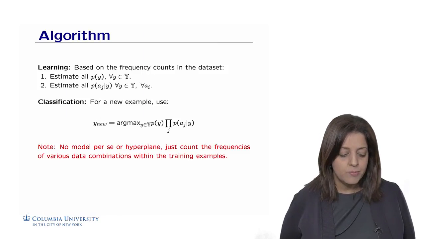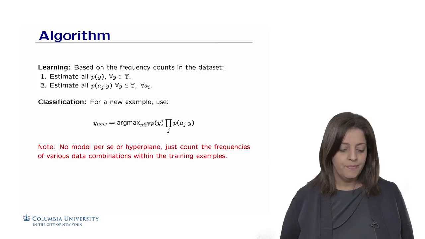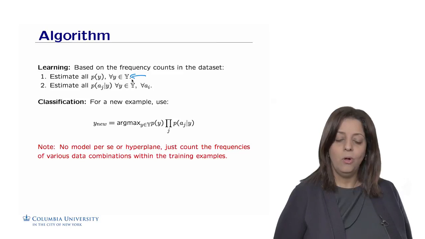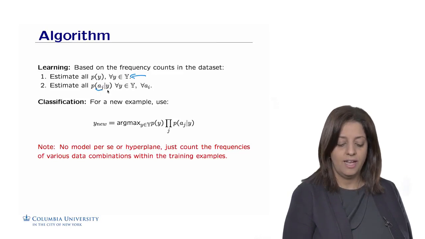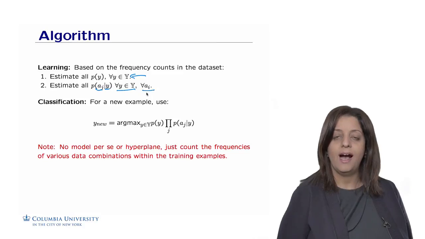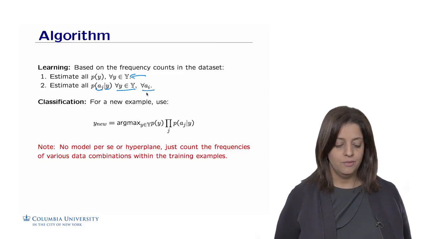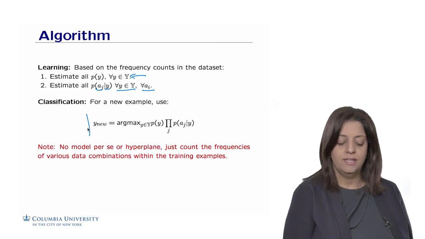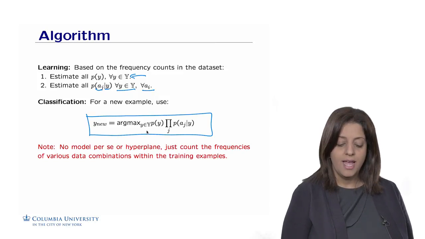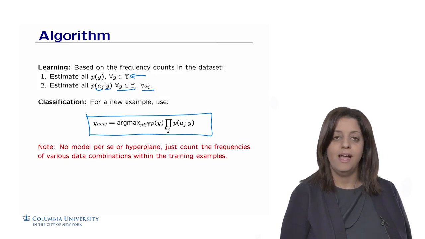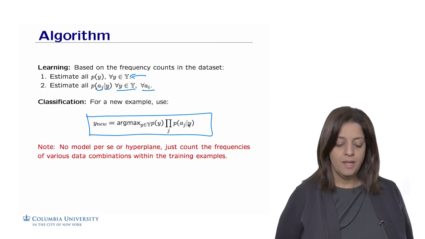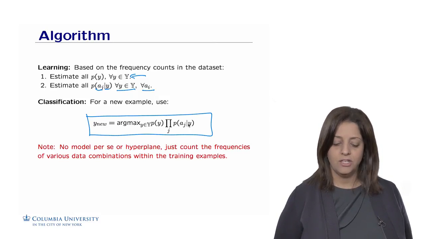All right, the algorithm is pretty simple. All you need to do is, given a data set, estimate all P of Y for all possible labels, right? Estimate all conditional probabilities for each single feature value given Y. So for all Y, for all AI, all possible values for all features. And the classification is done by using the formula that we just saw to calculate the label Y new as the label that maximizes the probability of Y times the product of the probability of each individual value given Y. All right, so we did it. This is how we derive the naive Bayes classifier and how we make a classification of a new instance.